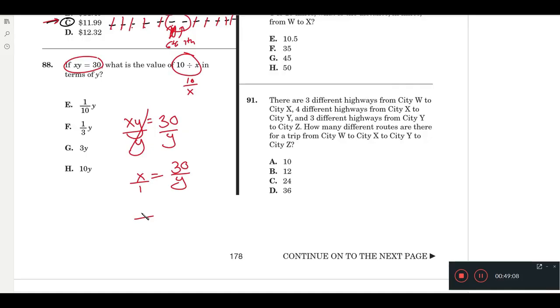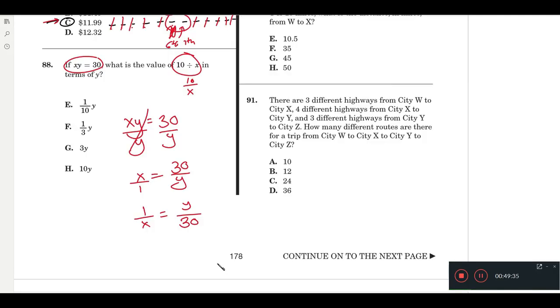Look, you see xy equal to 30. Do you see what I did so far, Dave? I divided both sides by what? Y. And then what I'm saying is you're allowed to flip the fractions in a proportion. You see x over 1, I can write it as 1 over x. And 30 over y, I can write it as y over 30. Can you flip both of them? Yeah, you have to flip both of them.